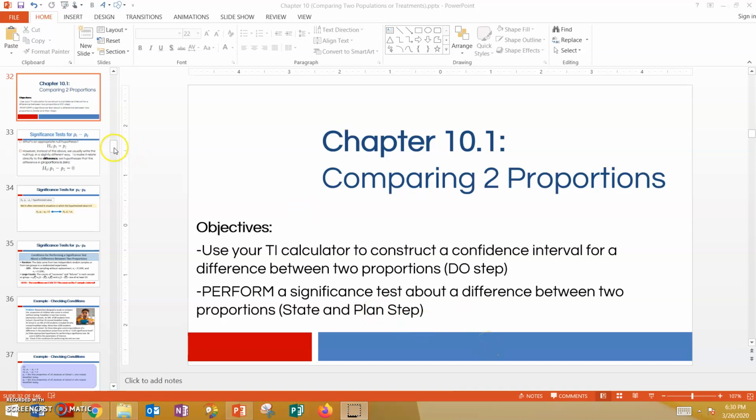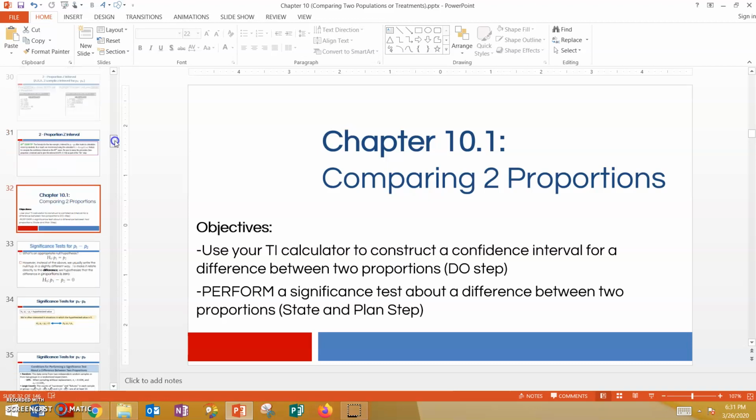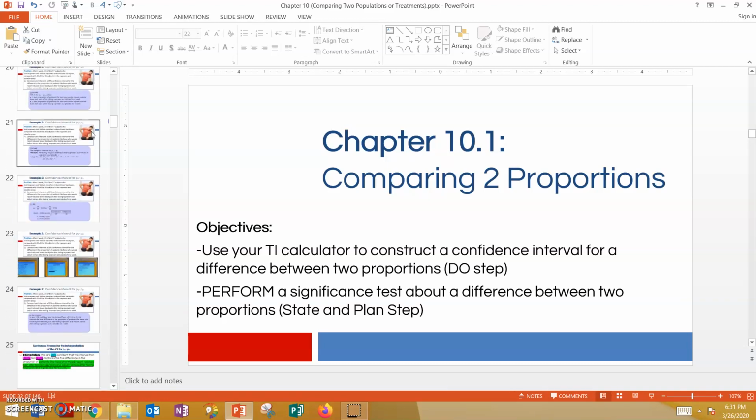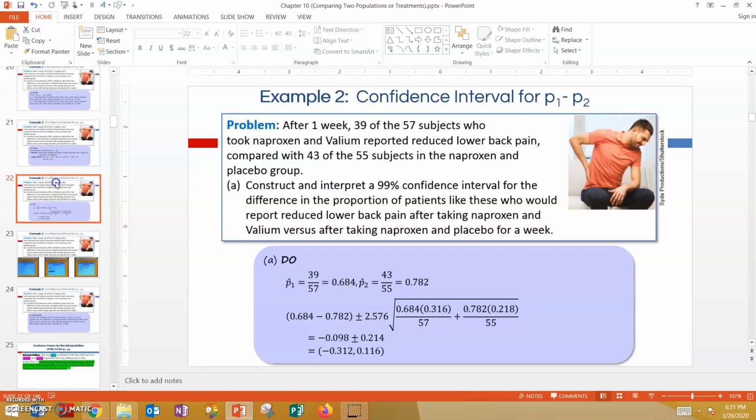All right, so I want to revisit a problem that we looked at yesterday. It was a problem that involved back pain, and was an experiment that was done between two groups. So I had you guys calculate the confidence interval of the difference in the two proportions by hand. And as you can see, it's a pretty extensive calculation. There's a lot of work here. Okay, now you can do this on your calculator.